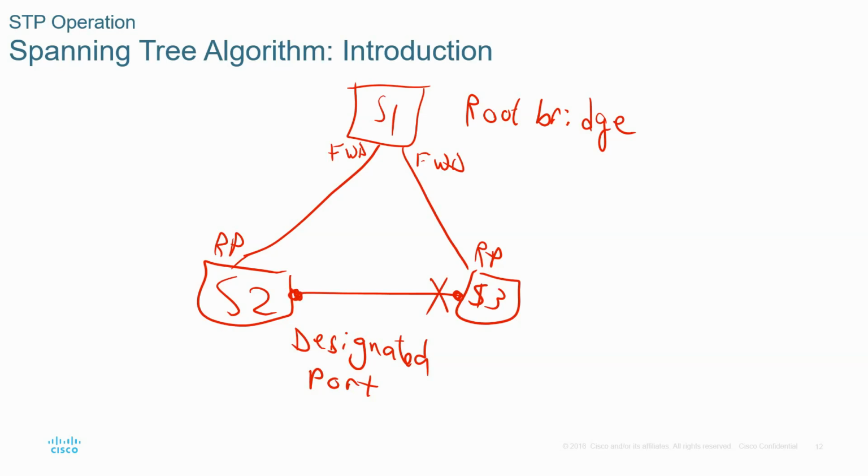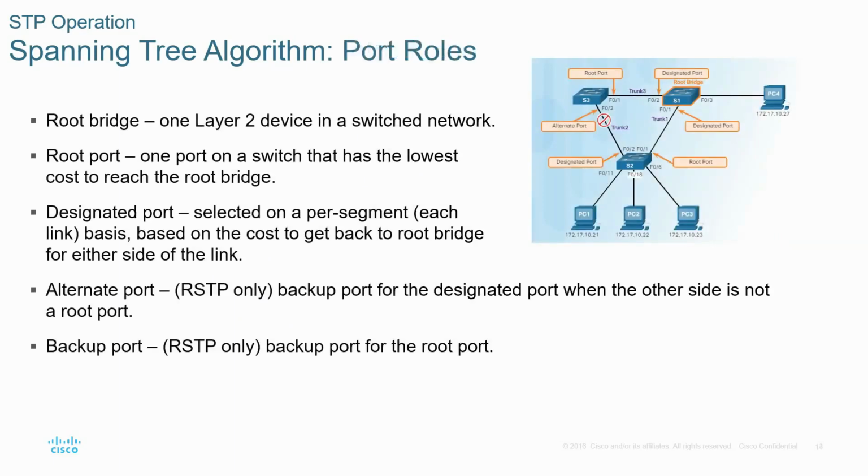Now, if we chose the port in S3 to become blocked, then S3 will have to put this port in the blocking state, meaning that it will continue to receive BPDUs, but it cannot actually send and receive frames, and it cannot learn MAC addresses. This is the rough overview of how the STP protocol works. Now let's actually look at the details.